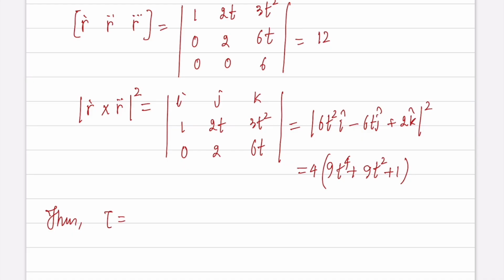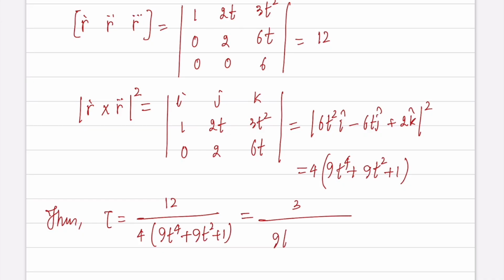Thus torsion is equal to the scalar triple product, that is 12, divided by 4 times (9t⁴ + 9t² + 1). So this is 12 by 4, that is equal to 3. So 3 divided by (9t⁴ + 9t² + 1), that is the required torsion.